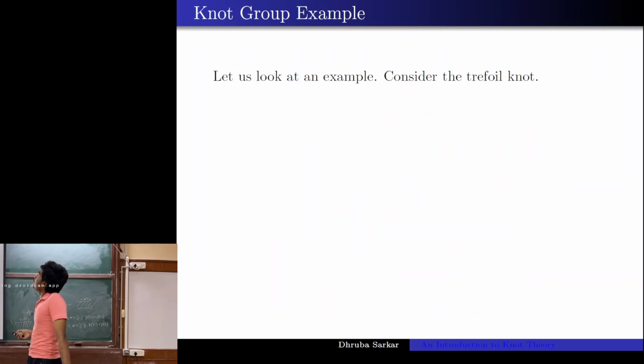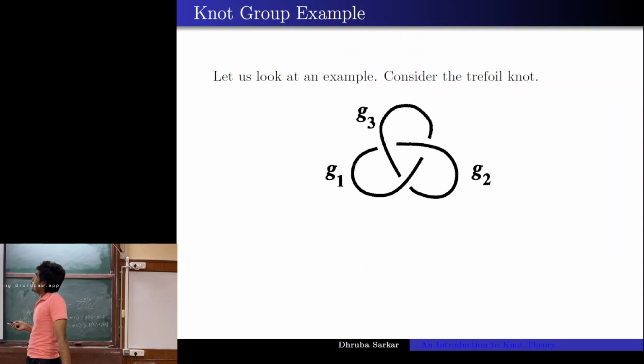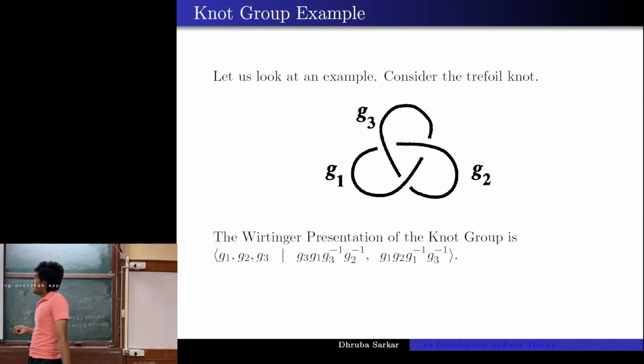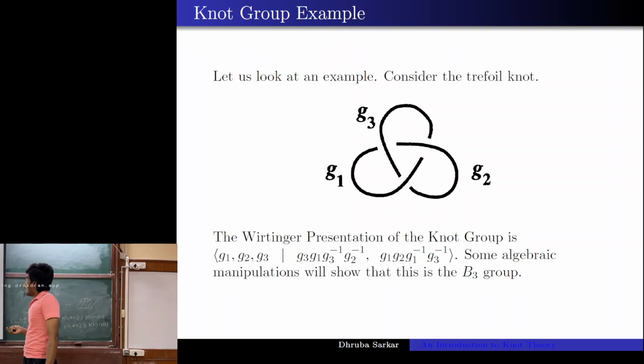So let's end the talk with an example. Consider the trefoil knot. This is the trefoil knot. You label the arcs with g1, g2, and g3. And the Wirtinger presentation will give you this as your knot group for the trefoil knot. And then with some algebraic manipulation, you can show that this is actually the braid group B3. And that's it for the talk.